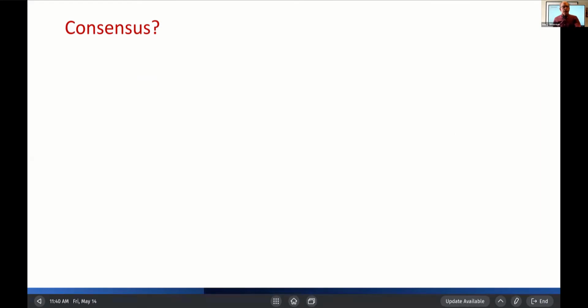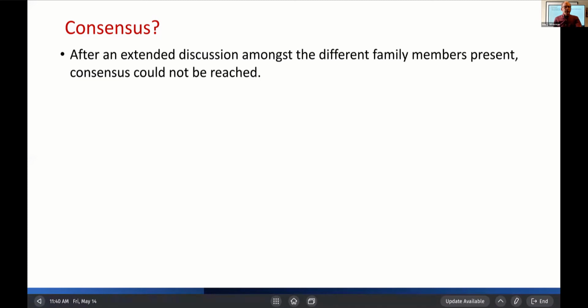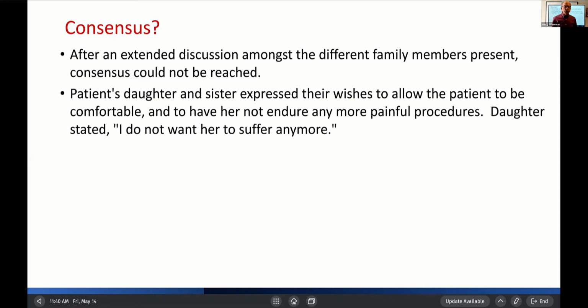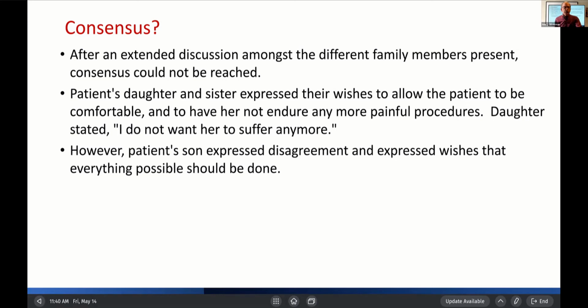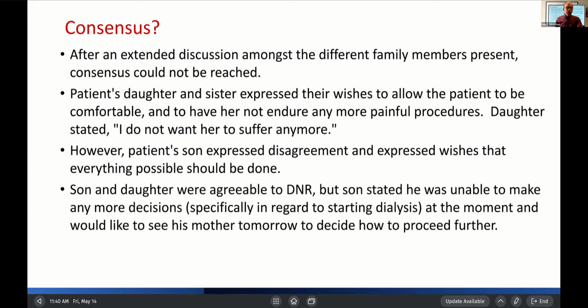So could we reach consensus after an extended discussion among the family? Consensus could not be reached. The patient's daughter and sister expressed their wishes to allow the patient to be comfortable. They wanted compassionate extubation, and they didn't want her to suffer anymore. However, the patient's son expressed disagreement and wished that everything possible be done. Son and daughter were agreeable to the DNR, but the son stated he was unable to make any more decisions that day, and he said he would be in the next morning to make any further decisions.